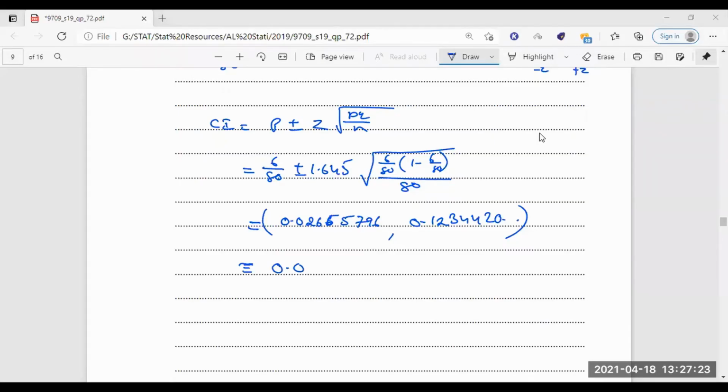So the final answer is 0.0266 and 0.123, rounding it to 3 SF.